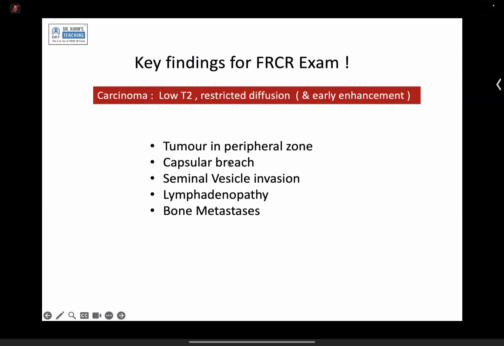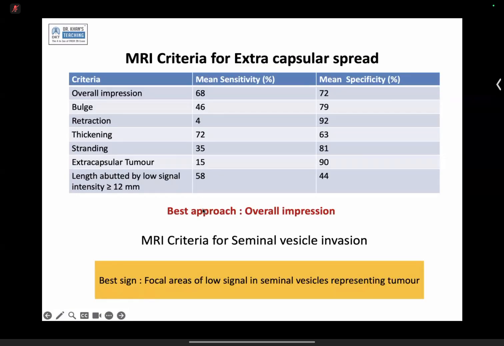Then capsular breach, it has to be part of your report. Is there capsular breach or not? Seminal vesicle invasion, part of the report, it has to be pertinent, negative and positive. Lymphadenopathy should be part of the report, and bone metastasis, for which you should see a T1 weighted sequence.